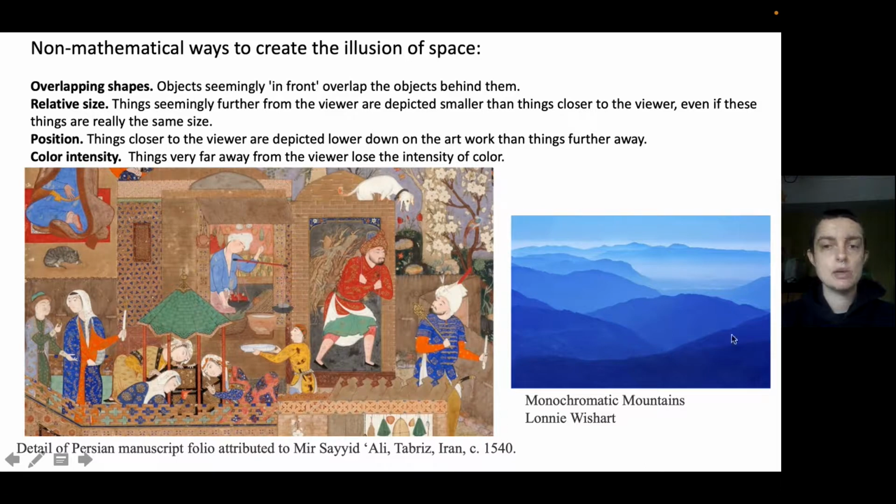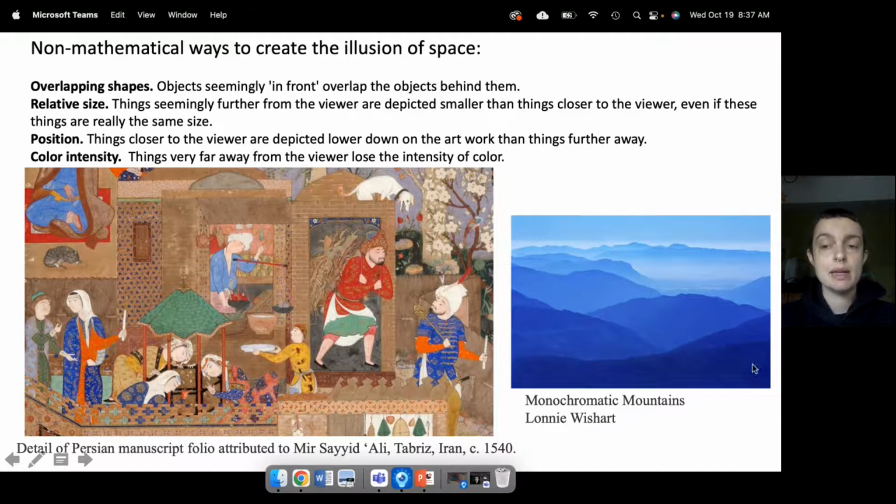Position is also another factor. If you look at the mountains in the lower right-hand corner, you'll see that the mountain that is closest to us is the one that is lowest on the picture plane, towards the bottom. And likewise with the Persian manuscript, the figures that are lowest on the picture plane appear to be closer to us. Again, this is intuitive, but things that are higher up on a picture plane appear to be further away than the stuff that's lower down.